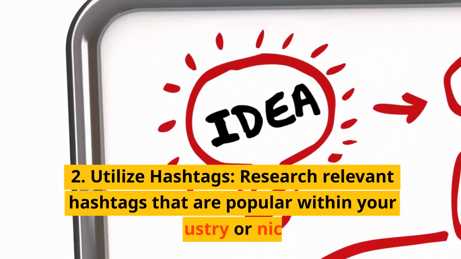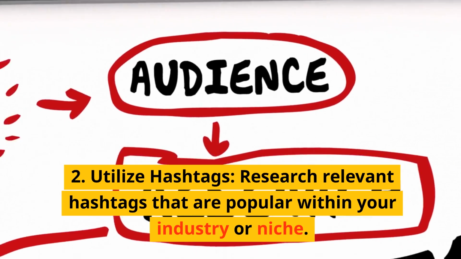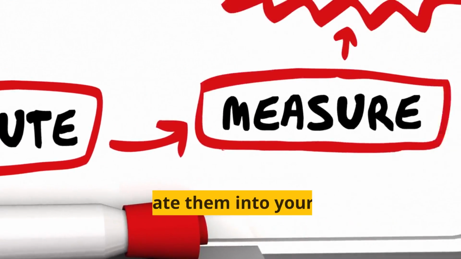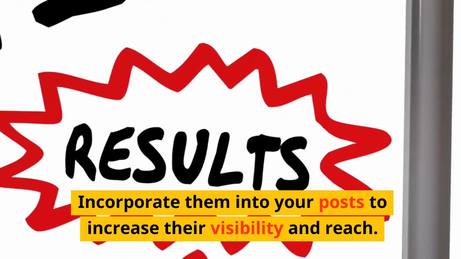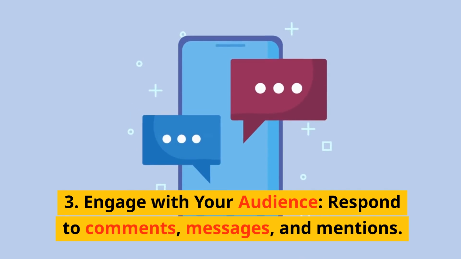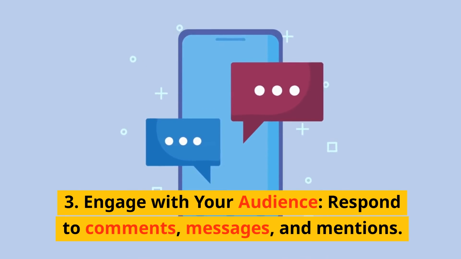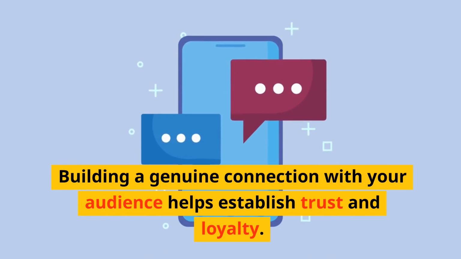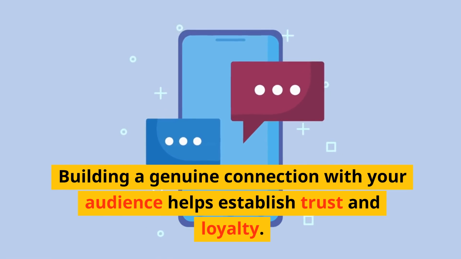2. Utilize hashtags. Research relevant hashtags that are popular within your industry or niche. Incorporate them into your post to increase their visibility and reach. 3. Engage with your audience. Respond to comments, messages, and mentions. Building a genuine connection with your audience helps establish trust and loyalty.